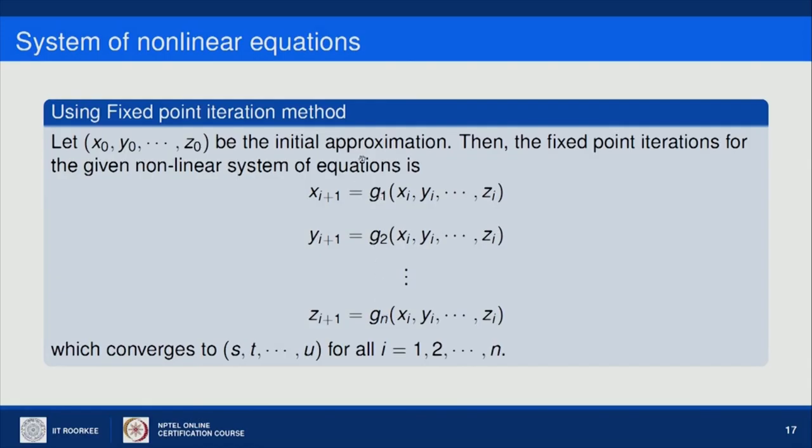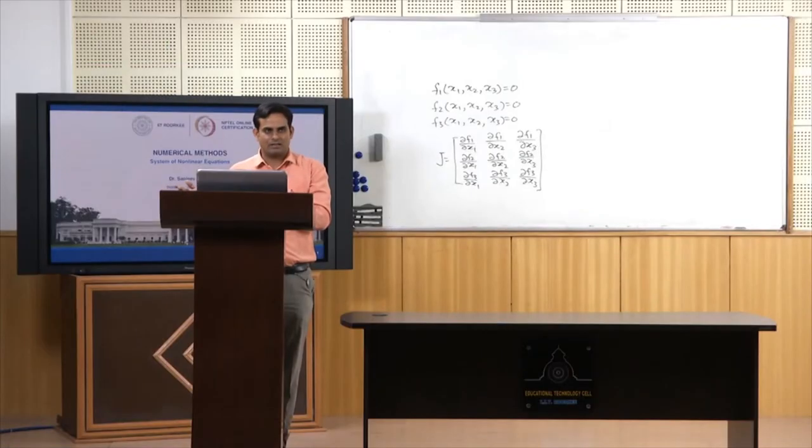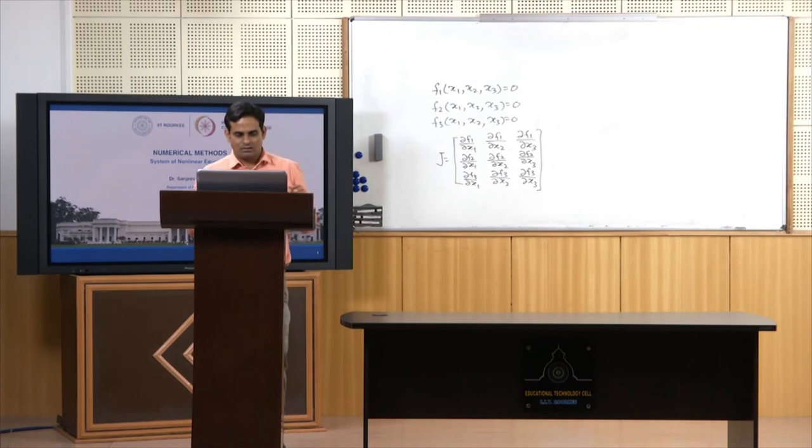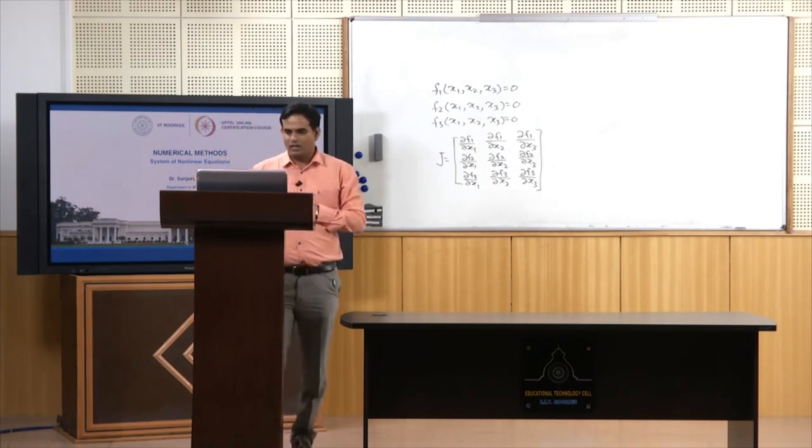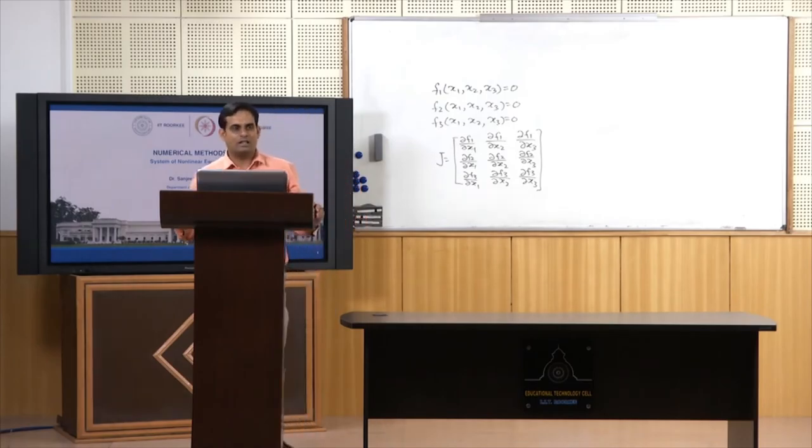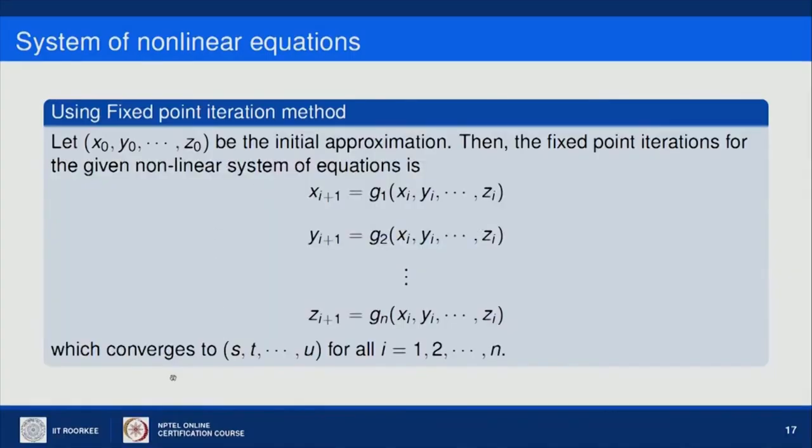So, you have the first nonlinear equation, f1 of x equals 0, and you have to write it in such a way that x equals g1 of x. Similarly for the second equation and the rest of the equations. In the case of a single nonlinear equation, I told you the criteria for writing such a g so that our method converges. We need to write it in this way so that it converges to the numerical solution for i equals 1 to n.